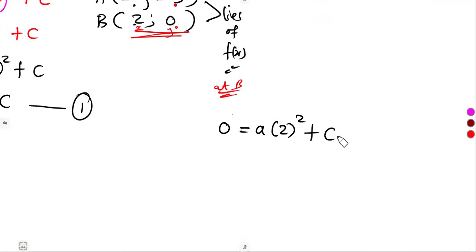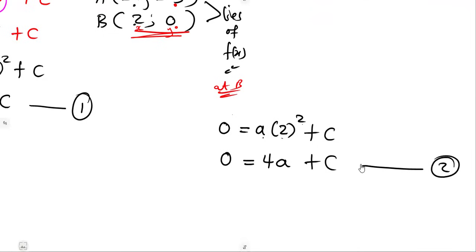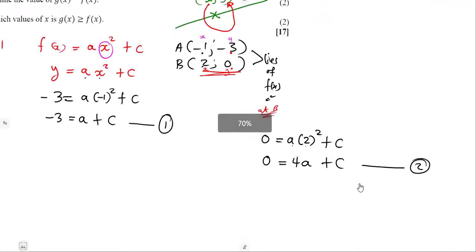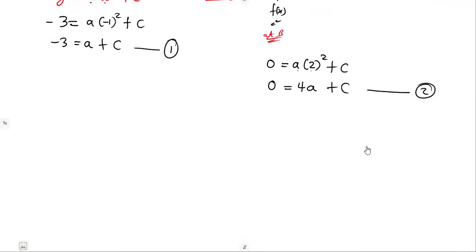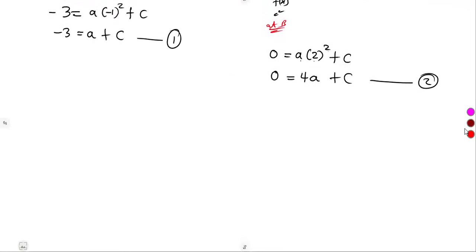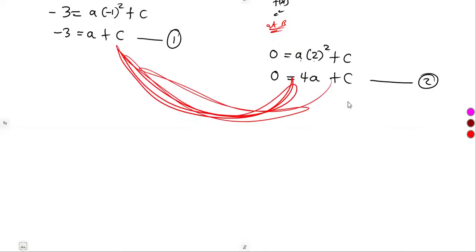As you can see, it has got a and c. So that's going to be simultaneous equations there. 2 squared, that's a 4. 4 times a, that's 4a plus c. That's another equation. So as we can see, guys, we formed 2 equations in a and c. So we are going to solve these equations simultaneously, just like how we solved the previous equations.